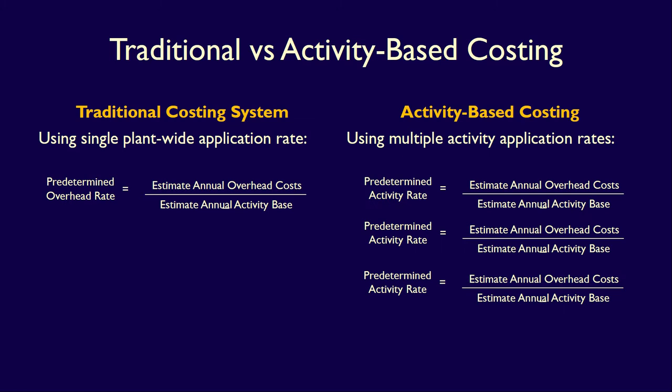There is an alternative to the traditional costing system. Companies can also use an activity-based costing system, a system which divides the estimated overhead into multiple cost pools, all with their own activity base. This is something we'll explore in a future video.